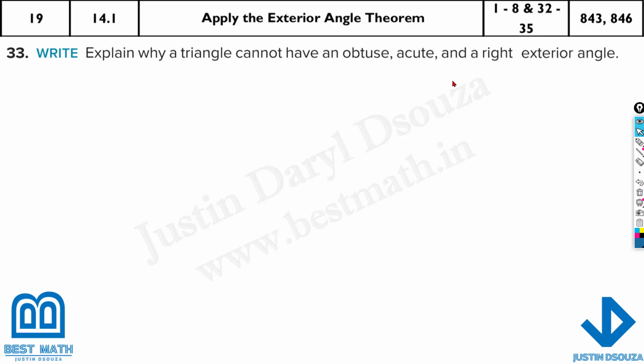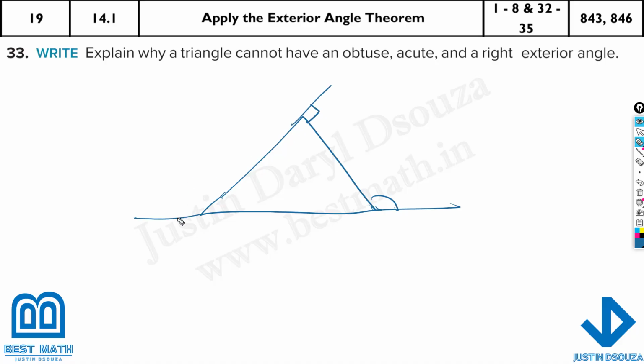Explain why a triangle cannot have an obtuse, acute, and right exterior angle. Okay, why can a triangle not have an obtuse? Okay, now what they are saying is a triangle is there, right? This is a triangle. It cannot have all these together at once. That's what they mean. So now, can they have an acute? Can they have an obtuse, right, and obtuse?